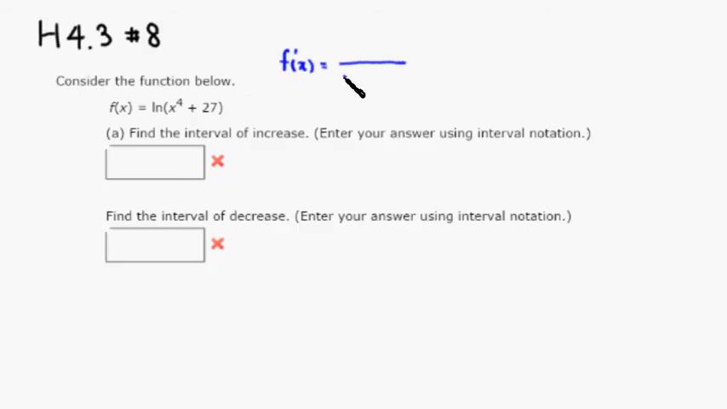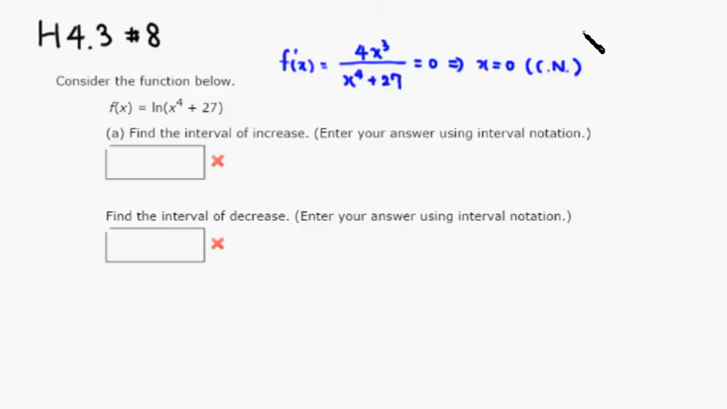put whatever is inside the natural log as a denominator. So x to the fourth plus 27 is on the bottom. Then take the derivative and put it on top because of the chain rule, so 4x cubed. Then we set this equal to 0 to find the critical number. You can see that we just have to make the top equal to 0, so x equals 0 is the critical number.